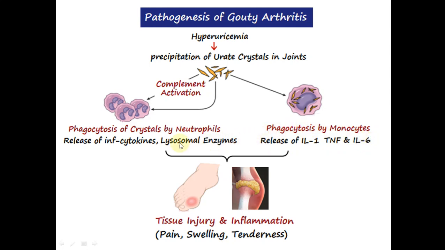And these inflammatory cytokines take the condition to a state of inflammation. And this inflammation will damage the joint. And when the joint becomes inflamed, it will be painful, there will be swelling, and there will be severe tenderness. This type of presentation is known as the gouty attack.